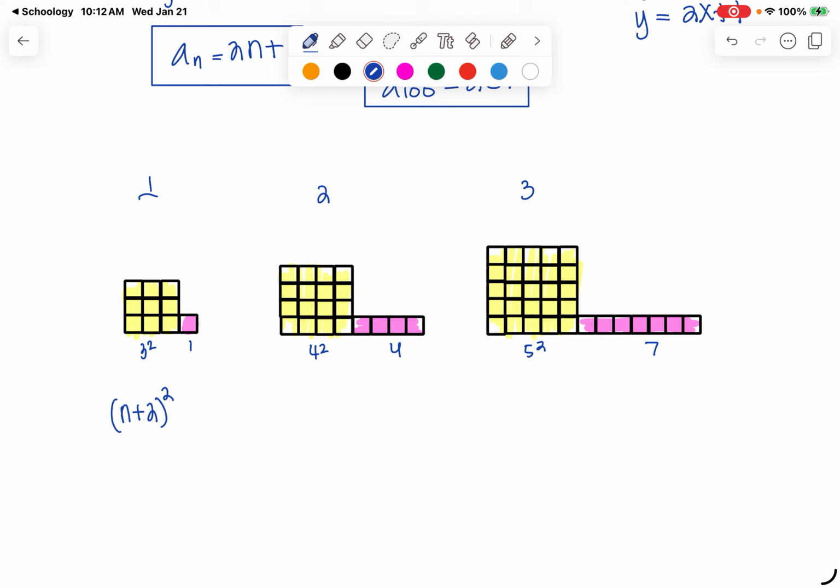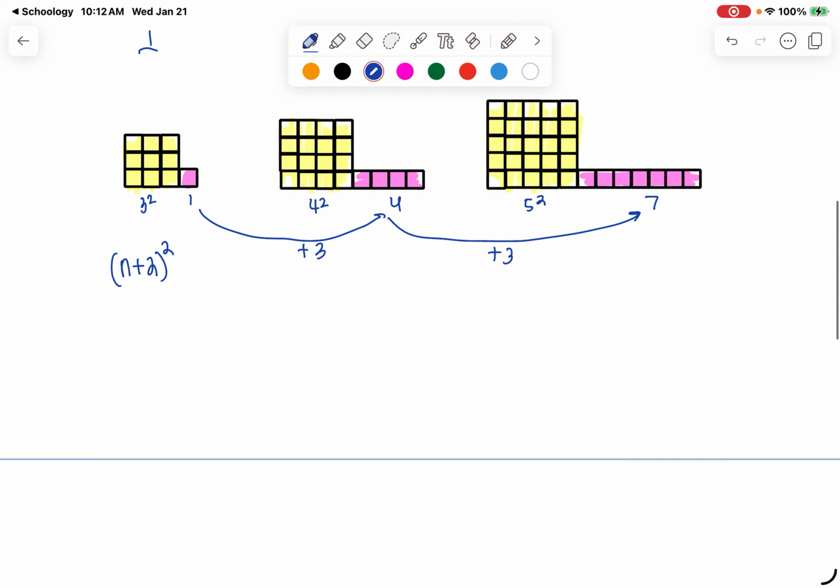Now I need to write an equation for the pink part, which if you look at that, that is increasing by 3. So that's plus 3 plus 3. So I know that that is linear. That has a slope of 3. And then I need a point. So this is case 1 and it gave me 1 block. This is case 2 and it gave me 4 blocks. This is case 3 and it gave me 7 blocks.